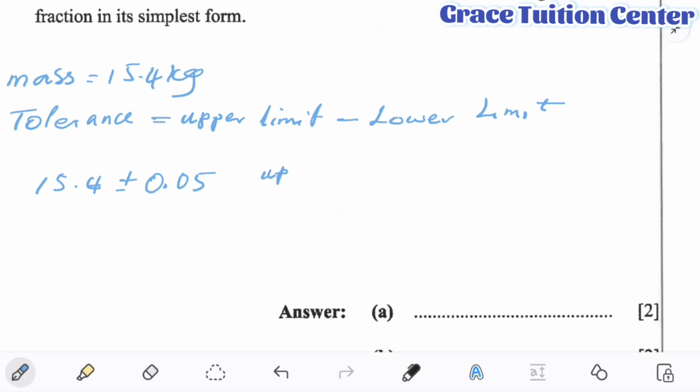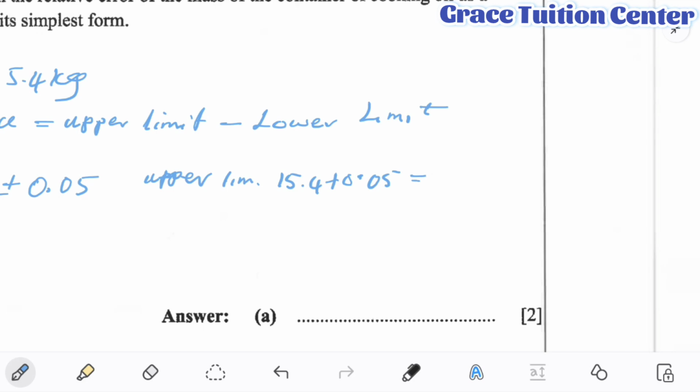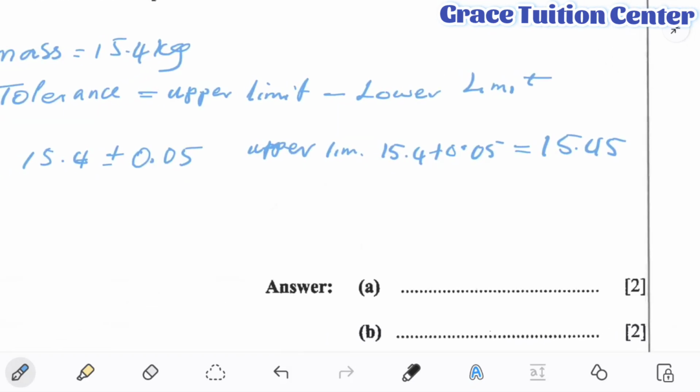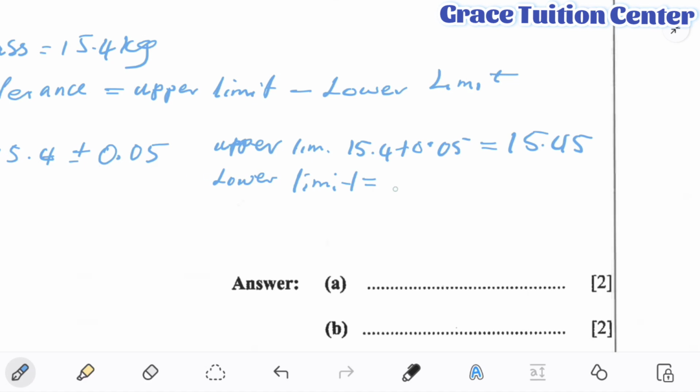Now here we have our upper limit. When we add, we get the upper limit. So we say 15.4 plus 0.05. If you add that, it's going to give us 15.45. That is our upper limit. Then let's go ahead and work out our lower limit. To get our lower limit, we do exactly the same thing, but this time, because we want the lower limit, we do the subtraction. We subtract 0.05, which gives us what?